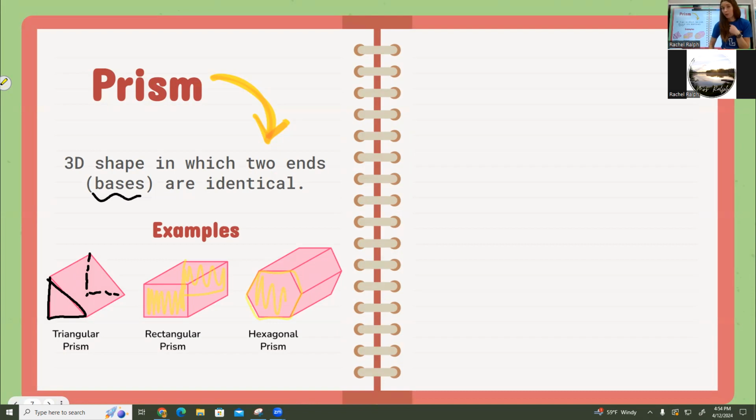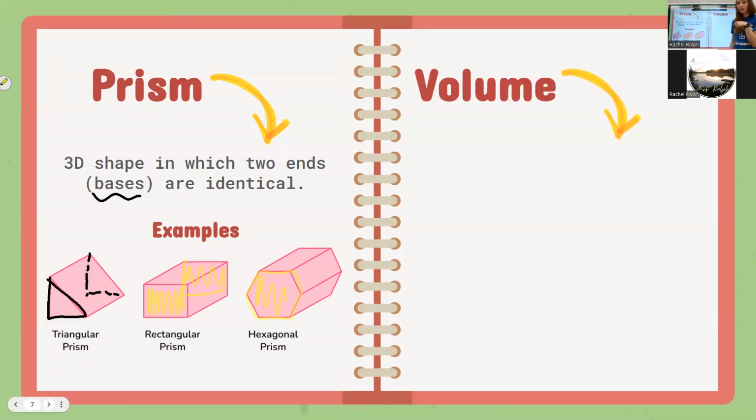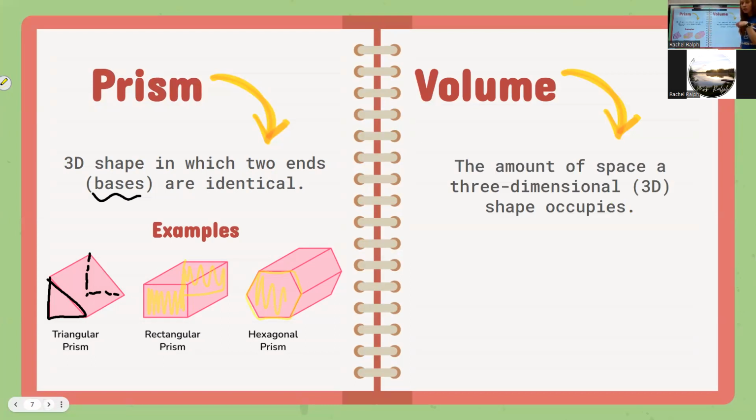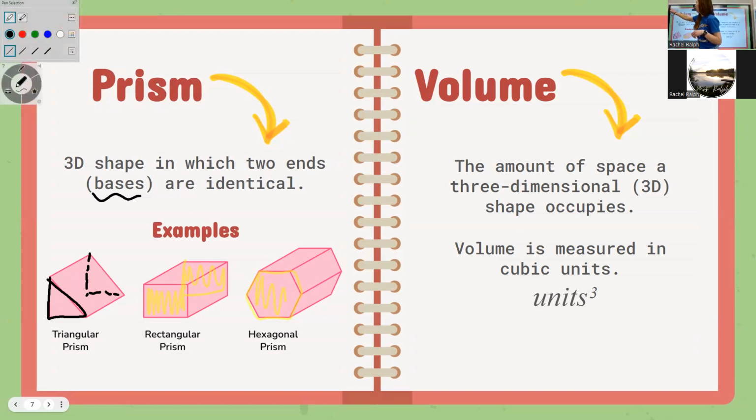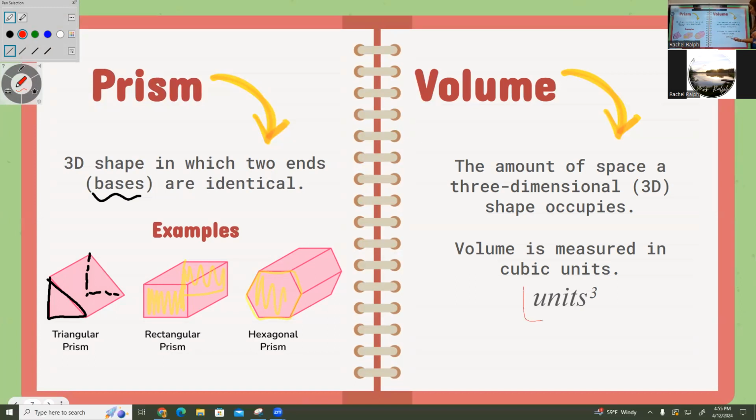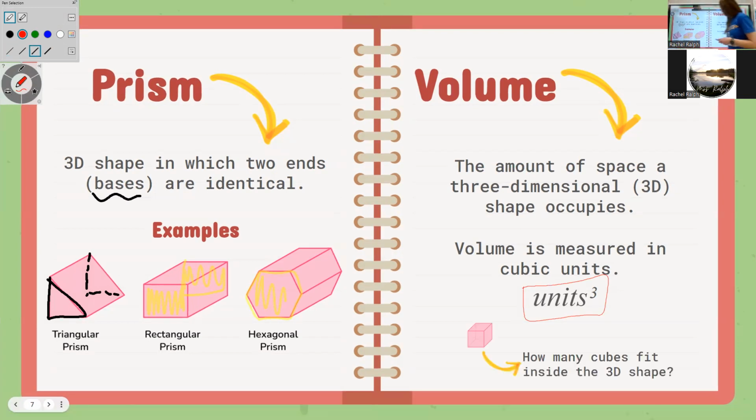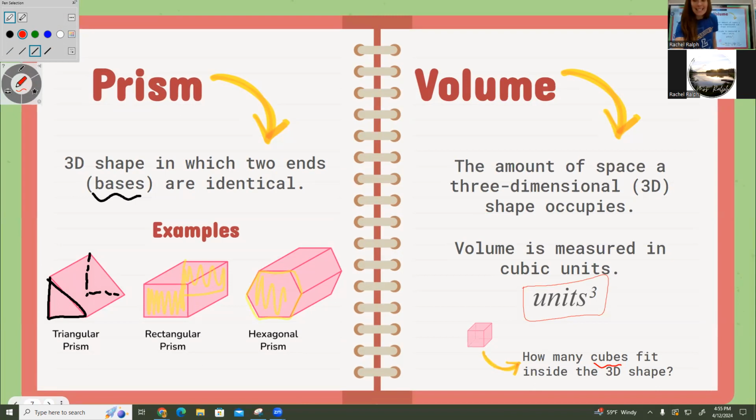We're finding the volume of prisms. So what is volume? Volume is the amount of space a three-dimensional or 3D shape occupies, the amount of space that it takes up. Volume is measured in cubic units. So anytime you are looking at volume, your units will be cubed, to the third power. One thing that helps me think about that is we're literally finding how many cubes fit inside the 3D shape.